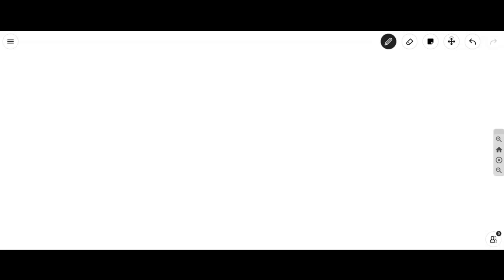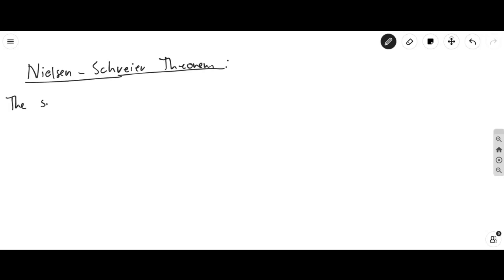Now we're going to conclude with a very amazing theorem in group theory, and we're going to prove it using, surprisingly, topology. So it's a very interesting connection. So let's write down what this theorem is. This is a very famous theorem in group theory. It's called the Nielsen-Schreier theorem. So here's what it says. Here's like the very quick version of it. The subgroup of every free group is free.